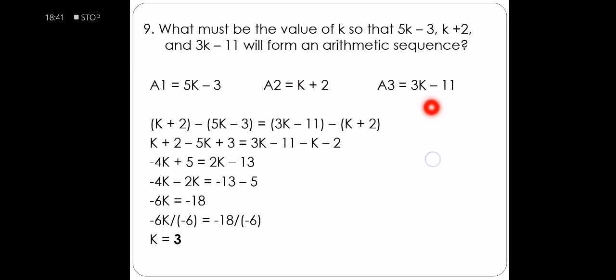Okay. Para makabuo tayo ng equation, alam niyo naman, diba, na kapag pinag-subtract natin yung two consecutive terms, we will yield the common difference, the same answer. Ibig sabihin, kapag minus natin si a sub 3 kay a sub 2, equal lang siya kapag minus natin si a sub 2 kay a sub 1. So, ganun yung gagawin natin. So, k plus 2 minus 5k minus 3 equals 3k minus 11 minus k plus 2.